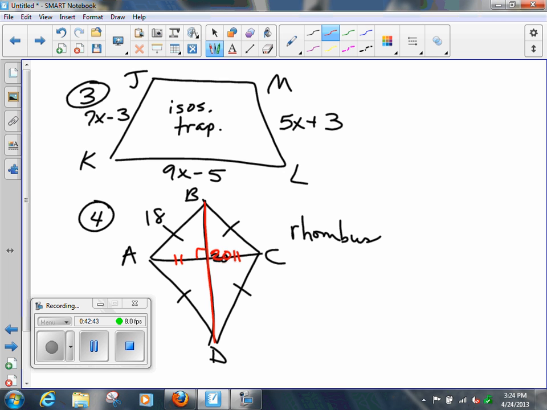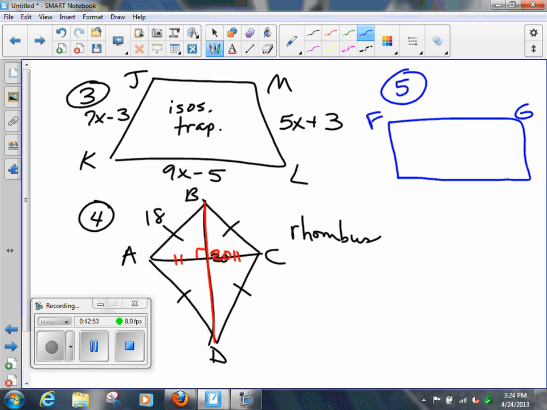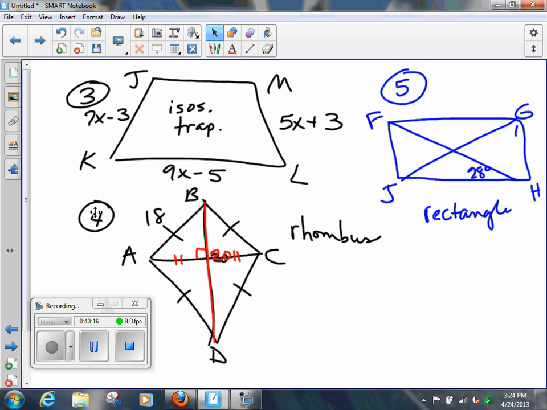Look at number 5. I've got F, G, H, J, and this little angle down here is 28 degrees. It says that this is a rectangle. What's the measure of angle 1? You ought to be able to figure that one out. I just want you to put a circle around 4 and bypass that one for now. Go to the G9 practice worksheets. It says, what's the measure of angle X in the figure below, folks?